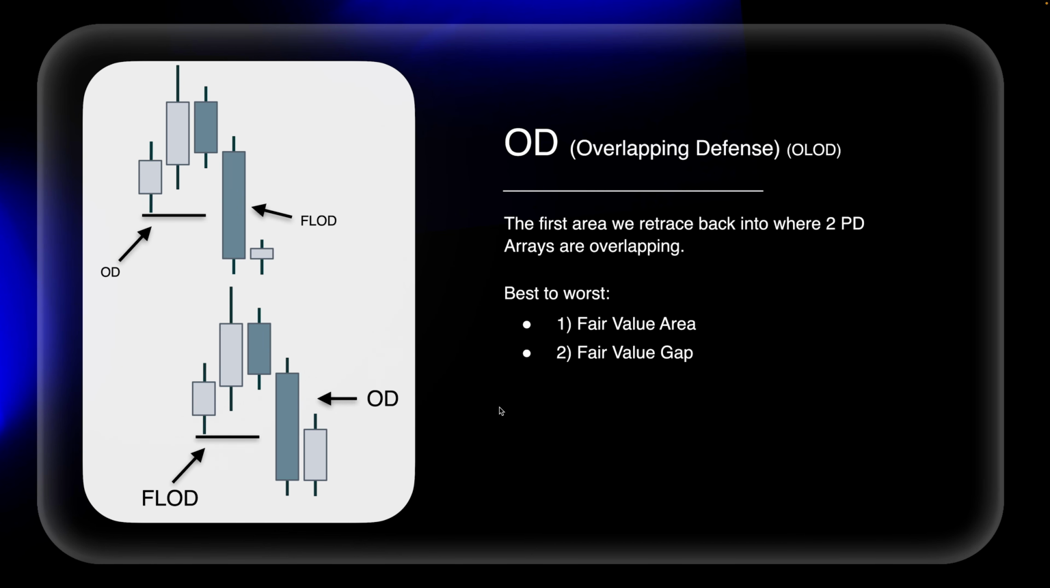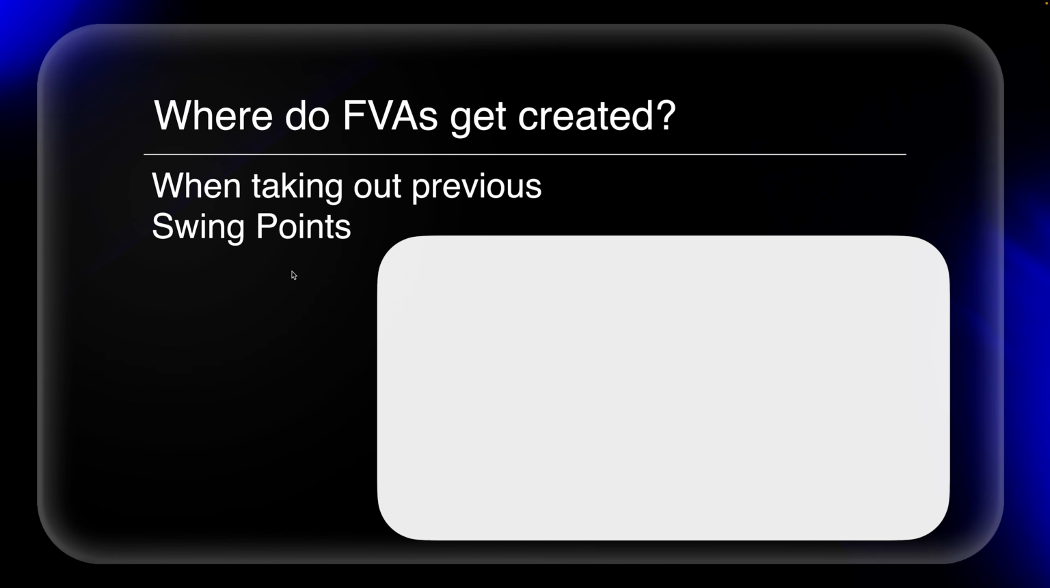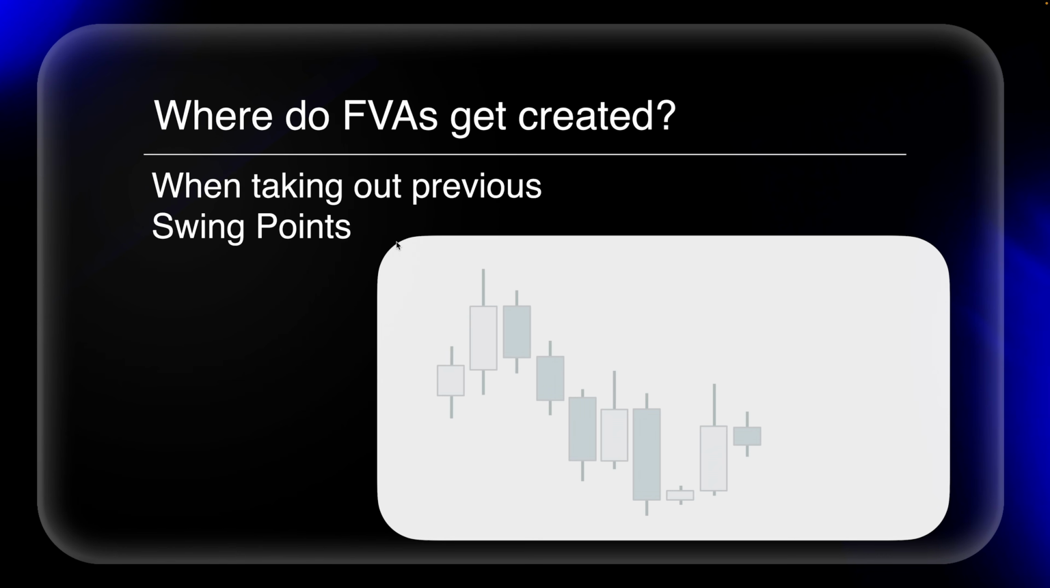But before we do that, we need to understand where these fair value areas are created. Fair value areas get created when taking out previous swing points. When I talk about swing points in this context, price action is going to take out swing highs and swing lows, so short-term highs and short-term lows, but also intermediate-term highs and intermediate-term lows, which will look something like this.